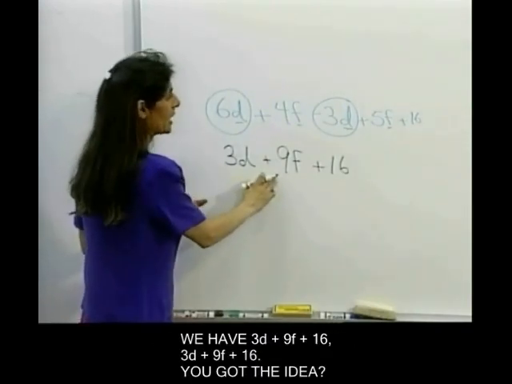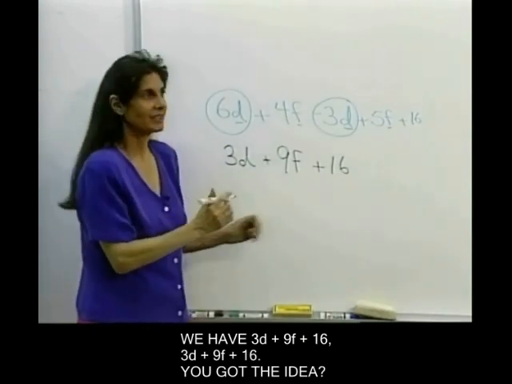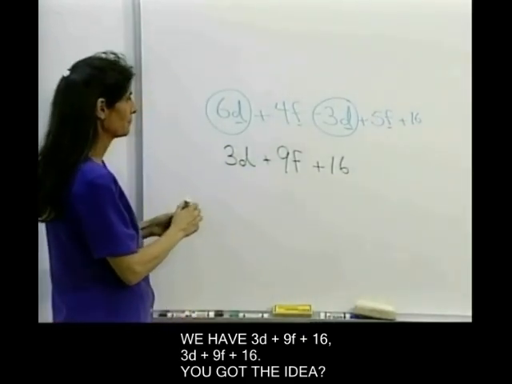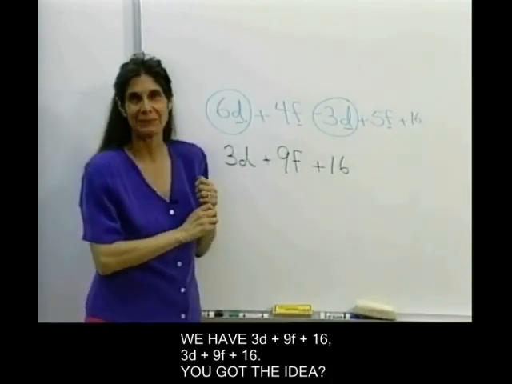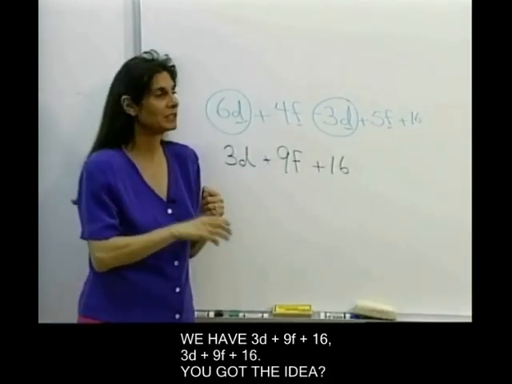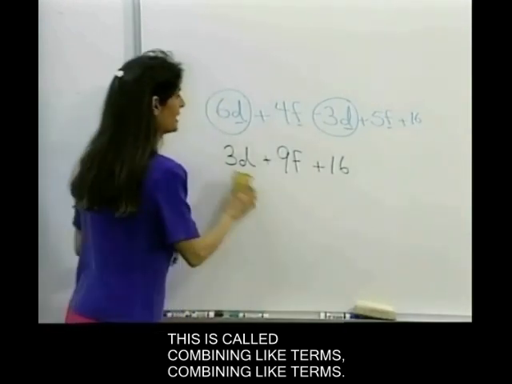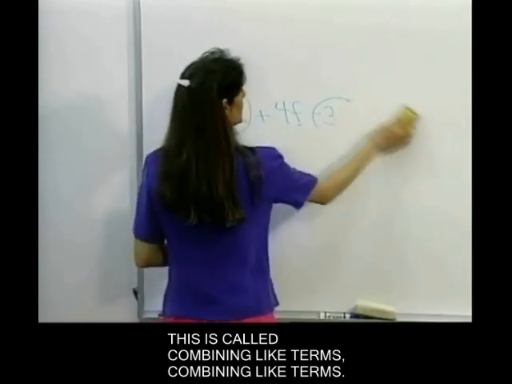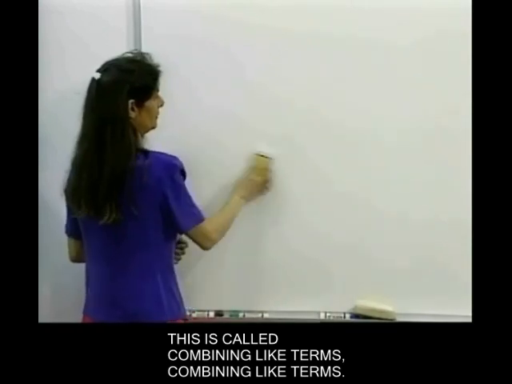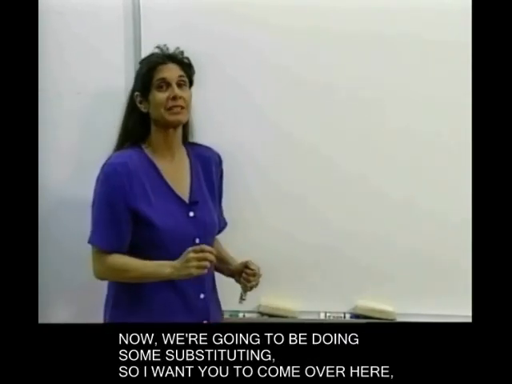We have 3D plus 9F plus 16. You got the idea? This is called combining like terms. Now, we're going to be doing some substituting.